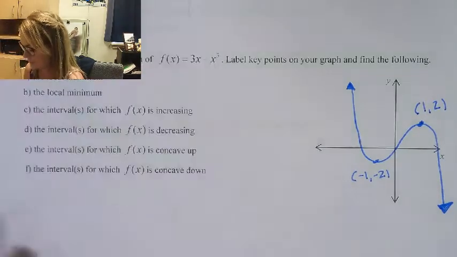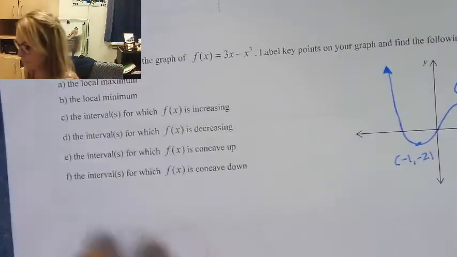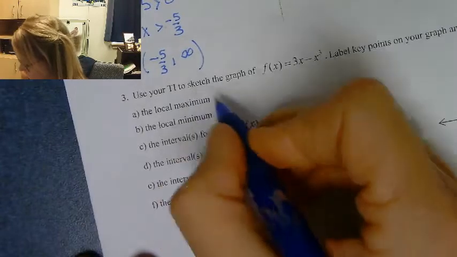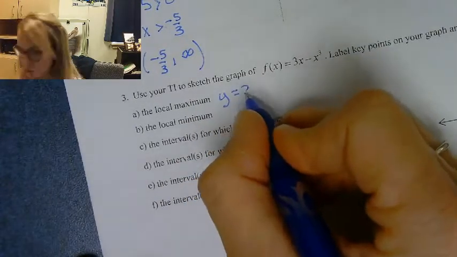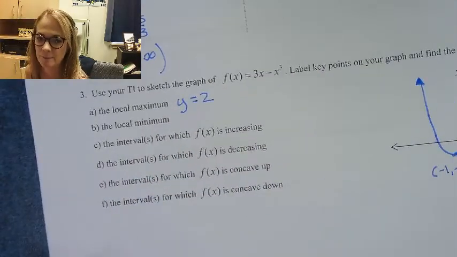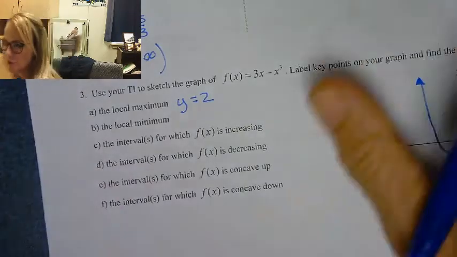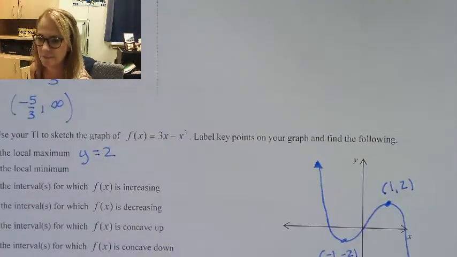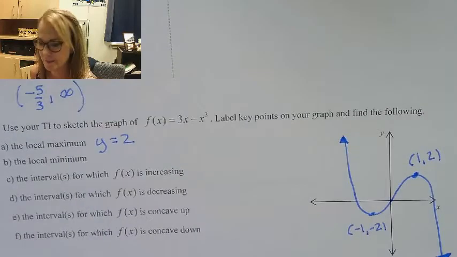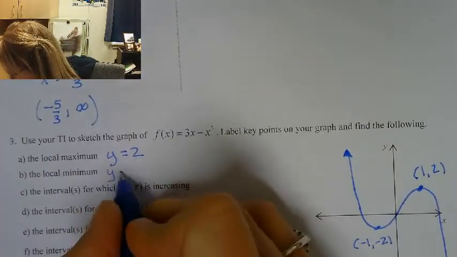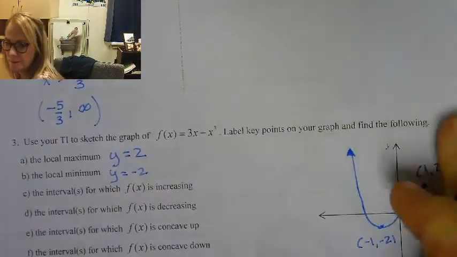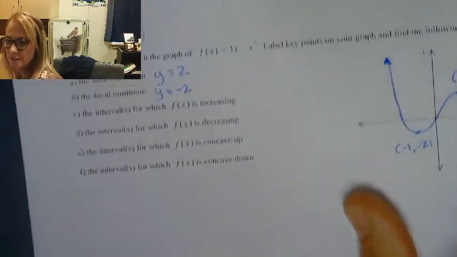All right, so the local maximum, remember this is a value. This is a y value, so that is 2. Don't give the point. The maximum is the value. The x is where it occurs. And then the local minimum is the -2. Okay, so now let's answer these questions here.